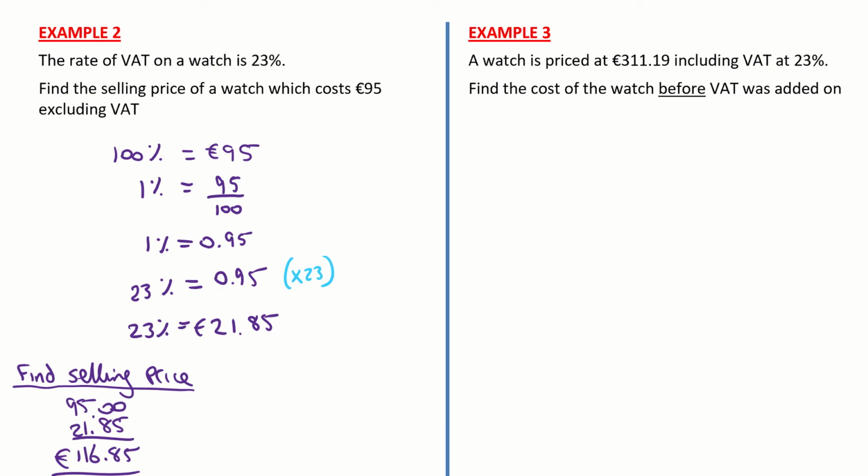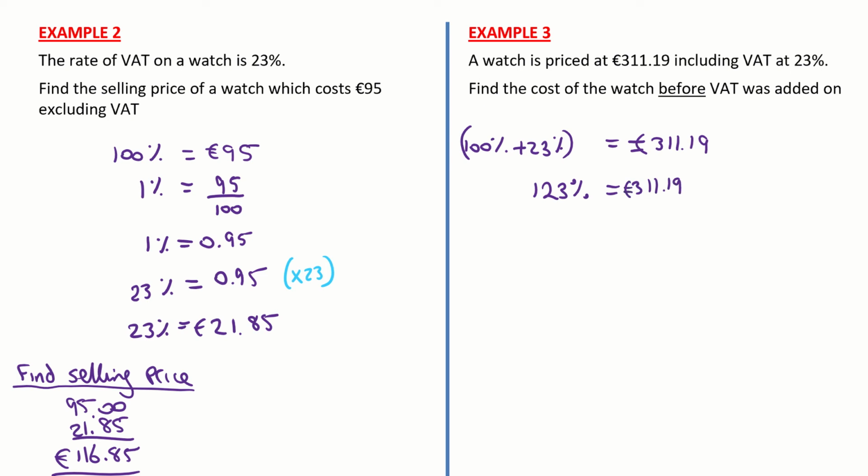Example 3 says a watch is priced at €311.19, which includes VAT at 23%. Find the cost of the watch before the VAT was added on. So a little bit different now in the way we lay this out. The watch includes the 100%, that's the value of the watch on your wrist, but it also includes the VAT of 23%. So when I'm setting up my first line here, the €311.19, what that is actually equal to is the 100% for the watch and the 23% for the VAT. So in other words, my first line here will be 123% is equal to €311.19.